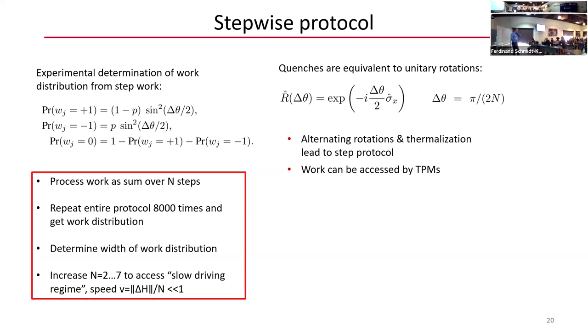So are you interested only in the work distribution after the protocol is finished, or also kind of the time involved? We do all the n steps, and then we measure. We have all our work distributions, but here we are just looking for the width. Yes, I just wondered that.